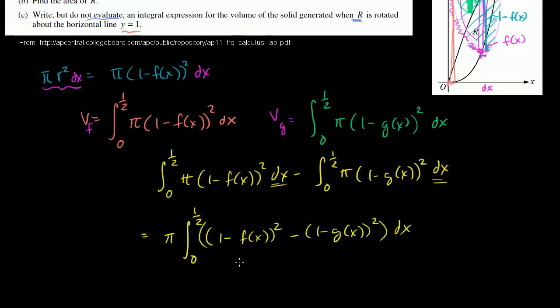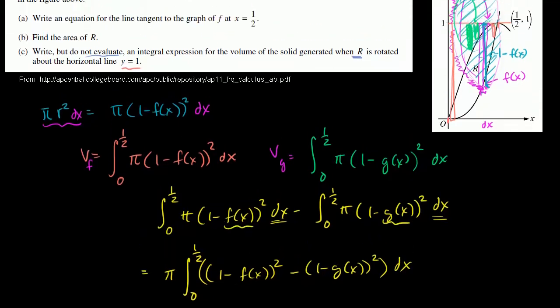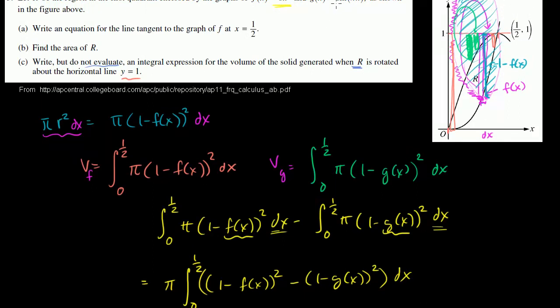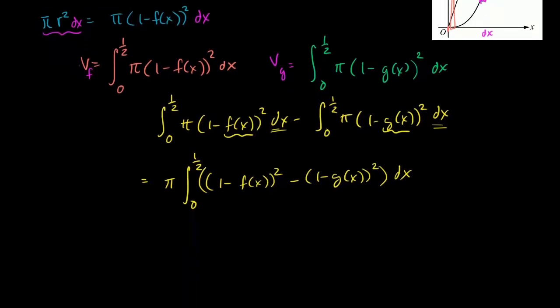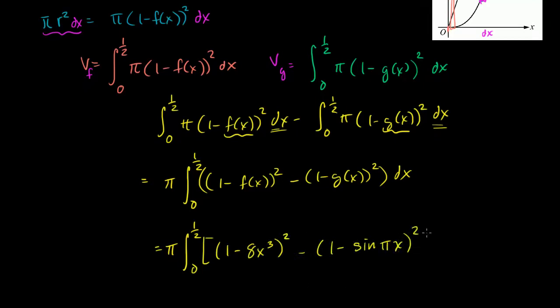And you probably would want to do this if you're taking the AP exam, not just leave it in terms of f of x and g of x. You would actually want to write the expressions for what f of x and g of x are. So really the best answer would probably be pi times the integral from 0 to 1/2 of 1 minus, well, f of x is 8x to the third power, 8x to the third power squared, minus 1 minus g of x. g of x is sine of pi x. That squared, times dx. And that would be our answer.